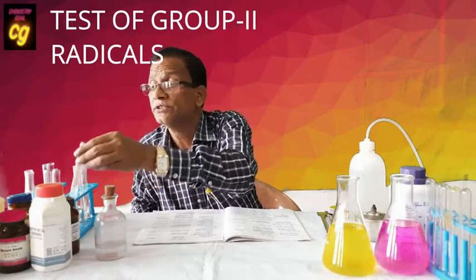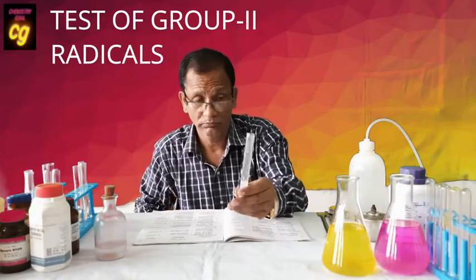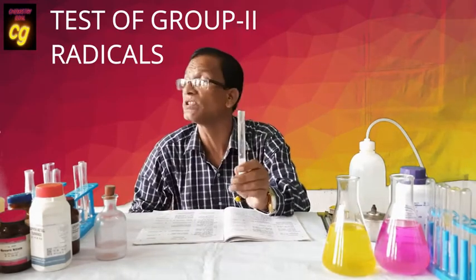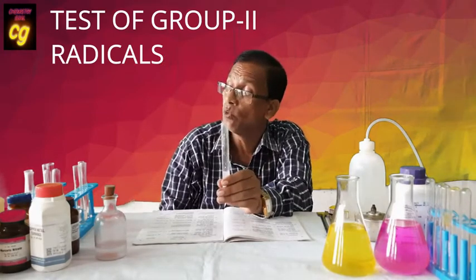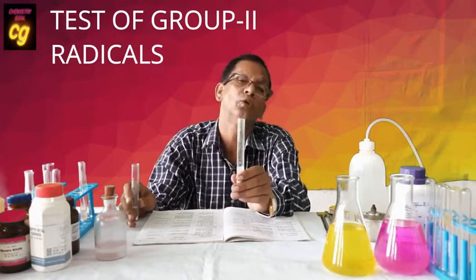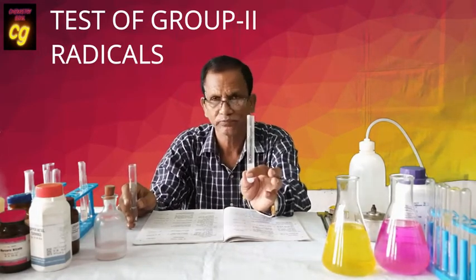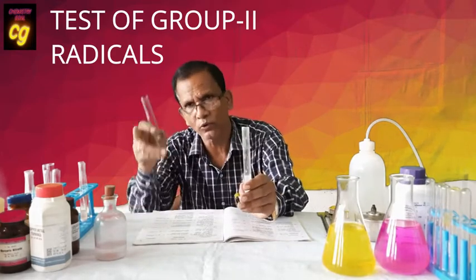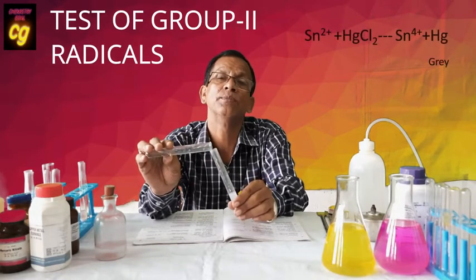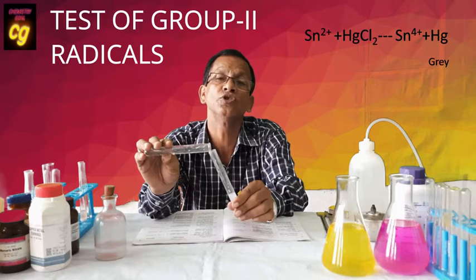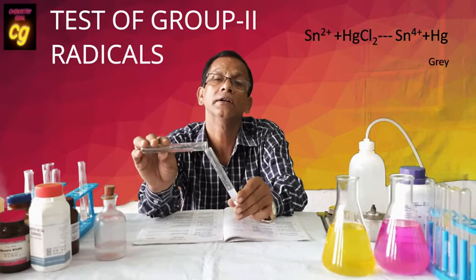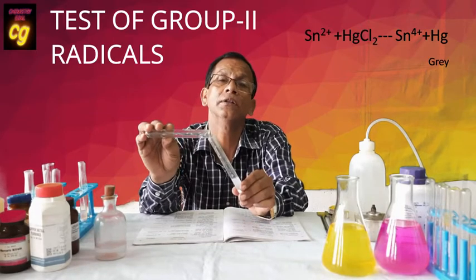Okay, this is the stannous salt, Sn2+ ion. For the Sn2+ ion, we have to add mercuric chloride. Same thing, stannous with mercury or mercury with stannous. If you add drop by drop, we get a white precipitate because of formation of Hg2Cl2. Formation of HgCl2. If you add, let you see carefully.